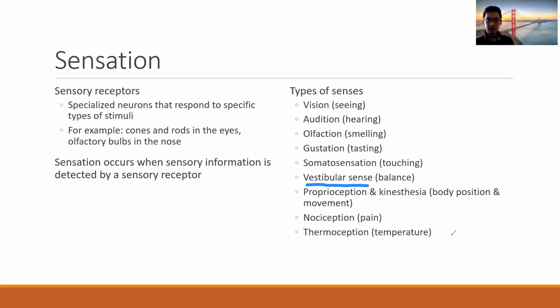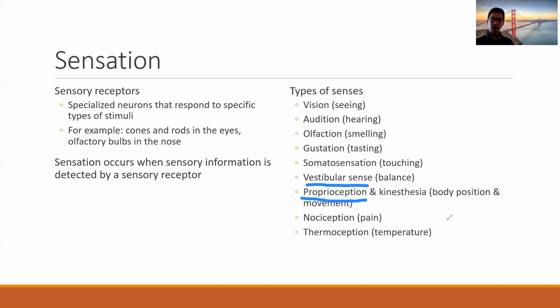And also there's a sense about the body position. So we can have a sense of where our body is, how the body is, what the physical state of the body is. We have that kind of sense. It's called proprioception. We can have a sense of the different parts of our body.